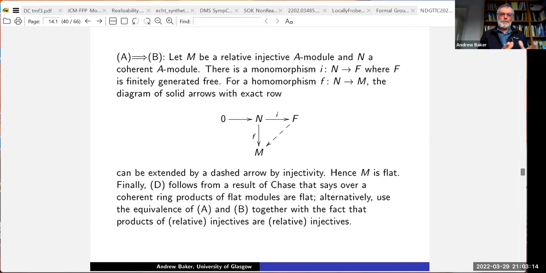So that's sort of playing around with some characterizations of flat modules that I certainly didn't know before. There's also this connection with Chase's theorem here, which is consistent with the fact that products of injectives are injective, and that's true for relative injectives.